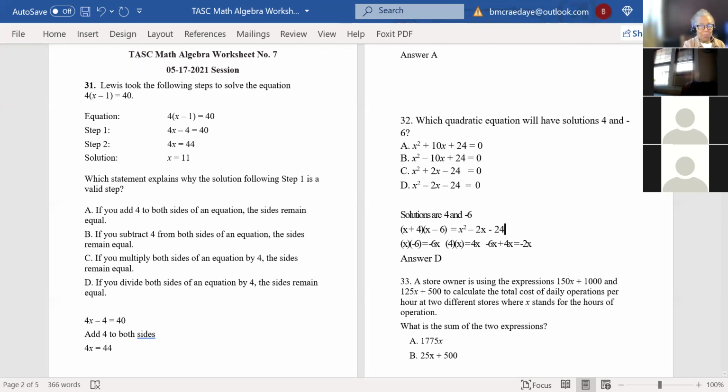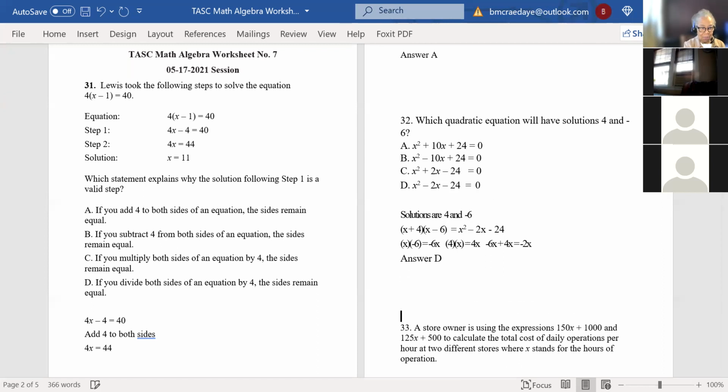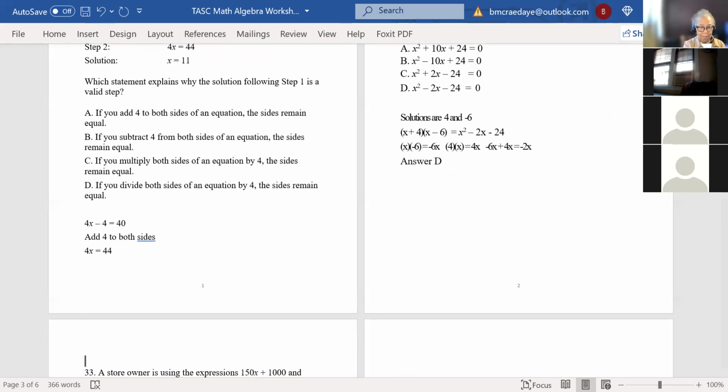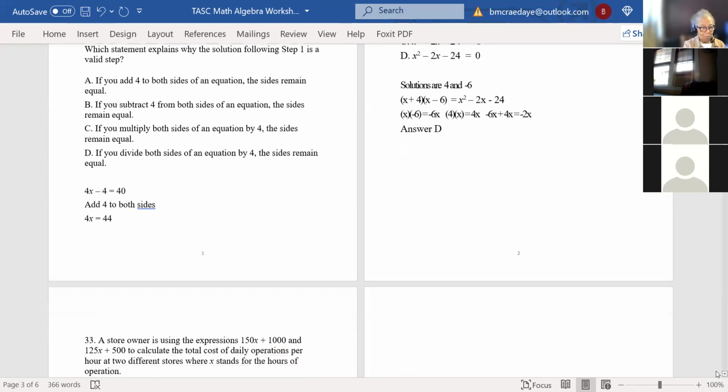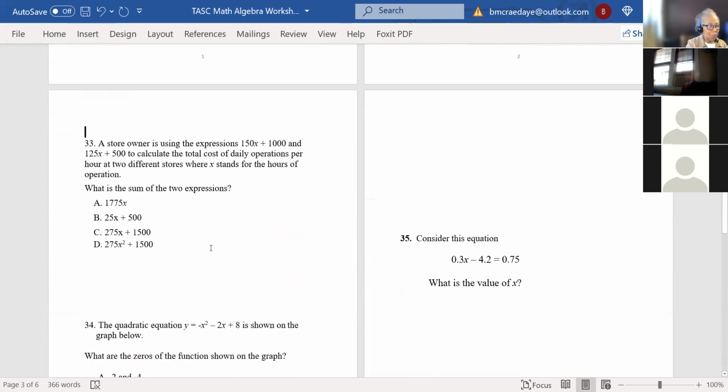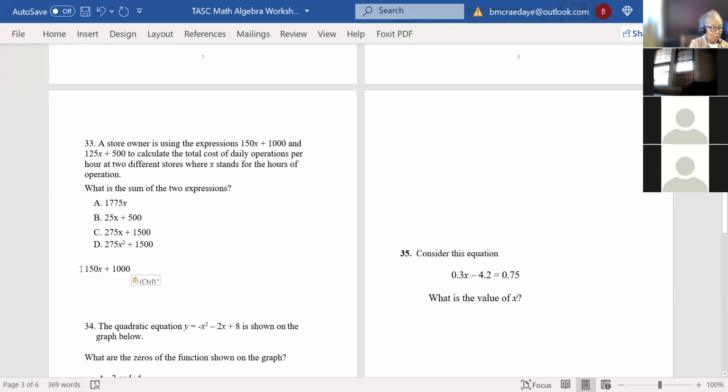All right, let's go to 33. Maureen, what is 33? What's the answer? Okay, let me bring it up here. Combining like terms. So what do you get when you add 150x plus 1,000? You're adding this. Let's just copy this here. Let's just put it in parentheses. And we're adding that to the expression.